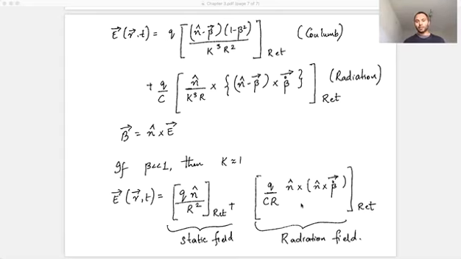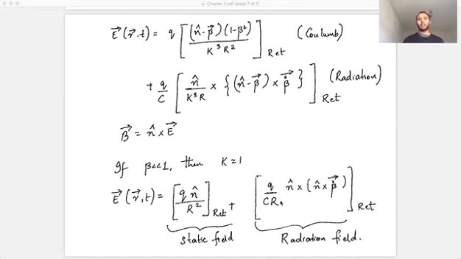Plus, now you have this term depending on acceleration, but of course it has a much simpler form for a non-relativistic charge, and that's called the radiation field. Of course, all of this has to be computed at the correct retarded time, which, there's no general solution for it. It depends on the trajectory of the particle, how you get the correct retarded time. So that's the formula for the electric field of an accelerating charge.